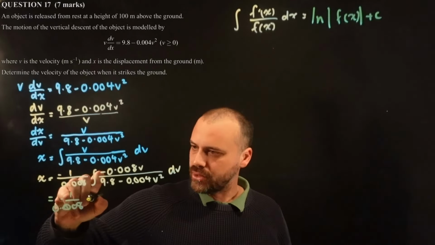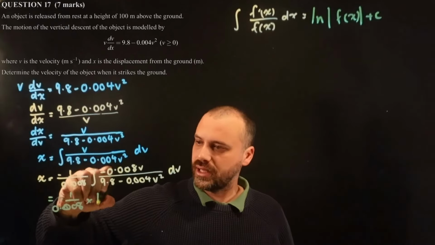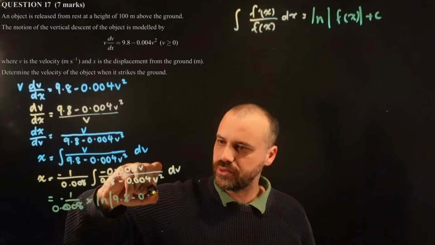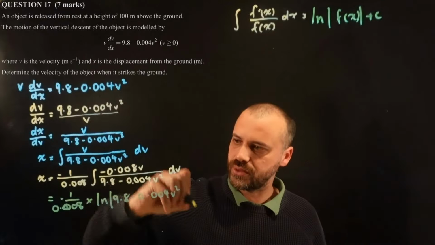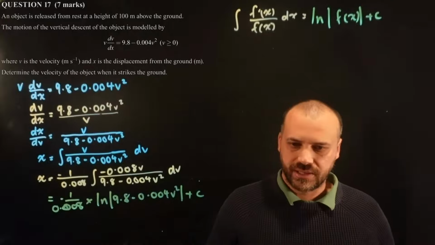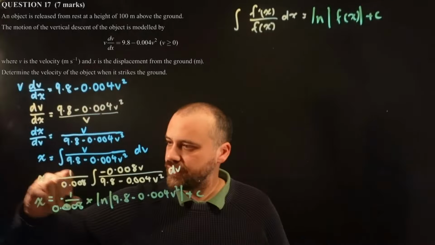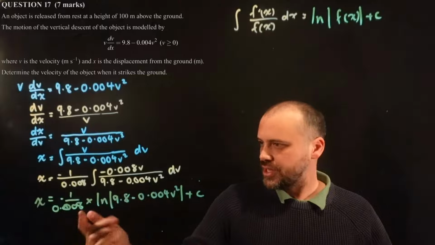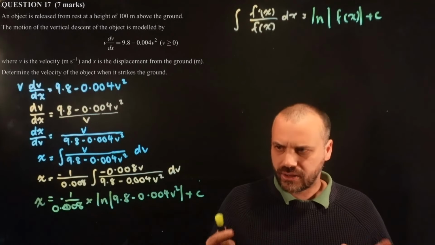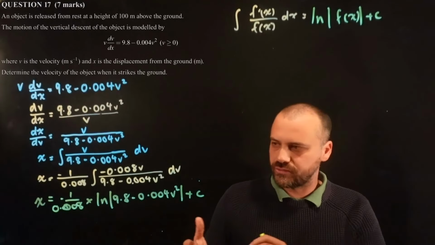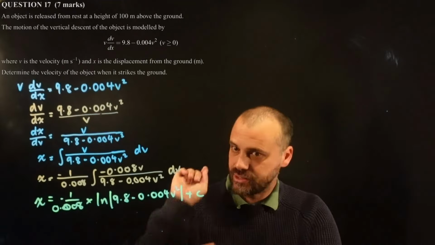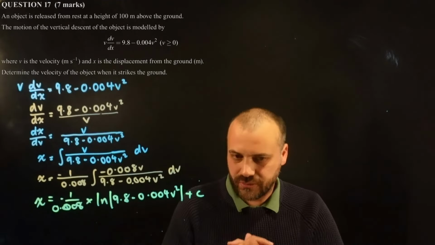0.008, multiplying that by ln absolute value 9.8 minus 0.004 v squared. And of course, don't forget your nice little plus c on the end. So now I have an equation, x equals negative over blah, blah, blah. Now, how do I find that c value? Because I've got a relationship now between x and v. If only I knew the c value. So let's look back at the question to find some sort of initial values.